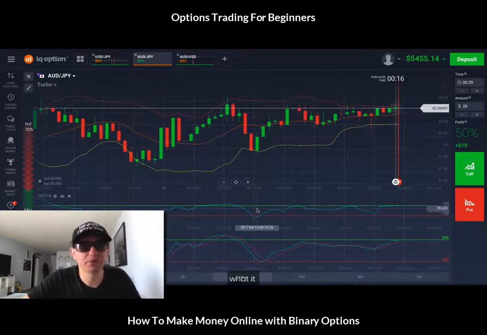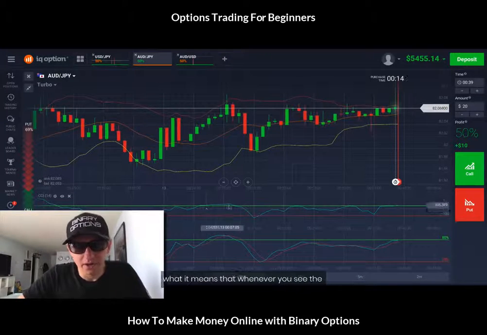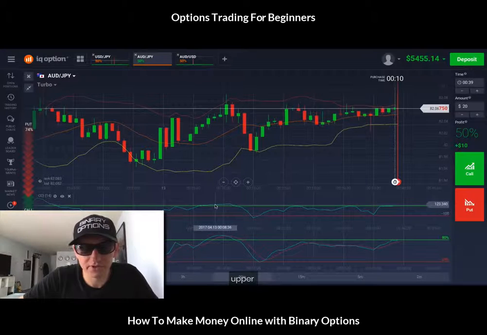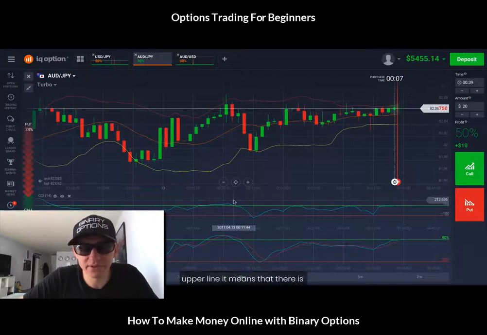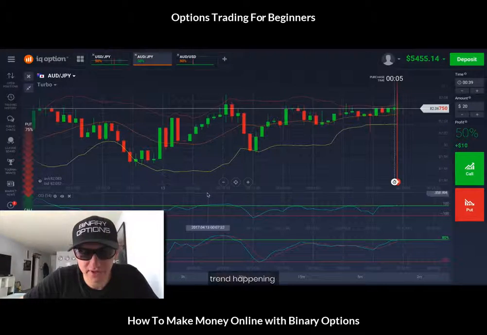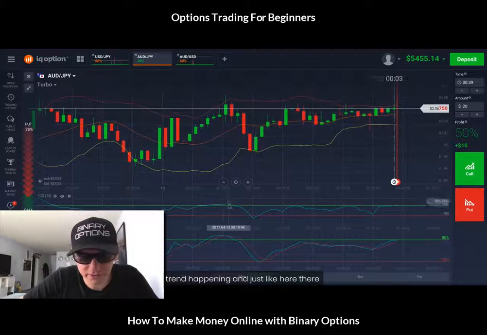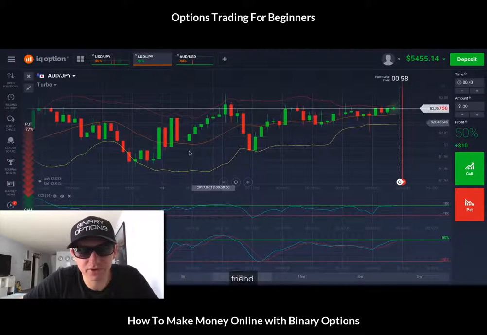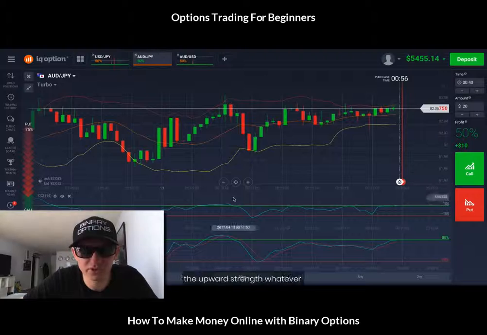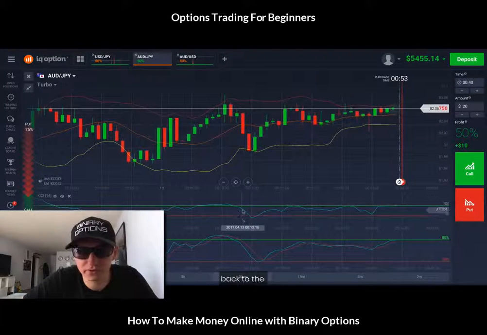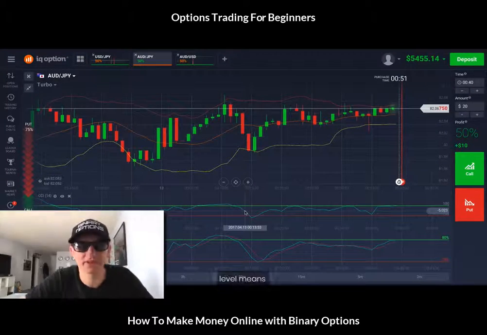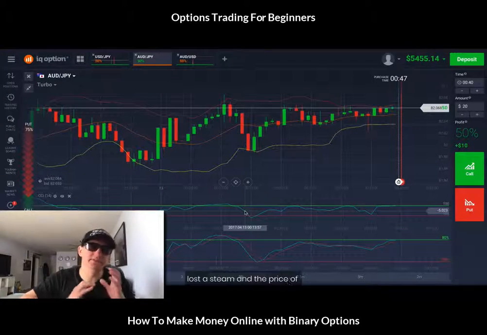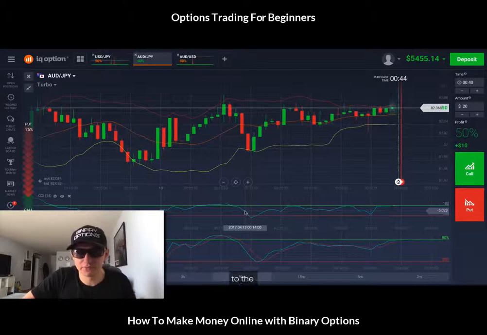So basically what it means is that whenever you see a breach, let's say for example of the upper line, it means that there is an upward trend happening, and just like here there is the breach over here, and we do see the upwards trend. Whenever it goes back to the 100 minus 100 level, it means that the trend eventually lost its steam and the price is going back to the previous position.